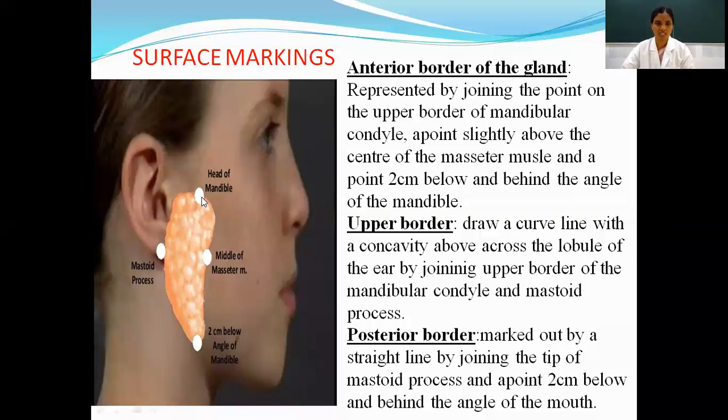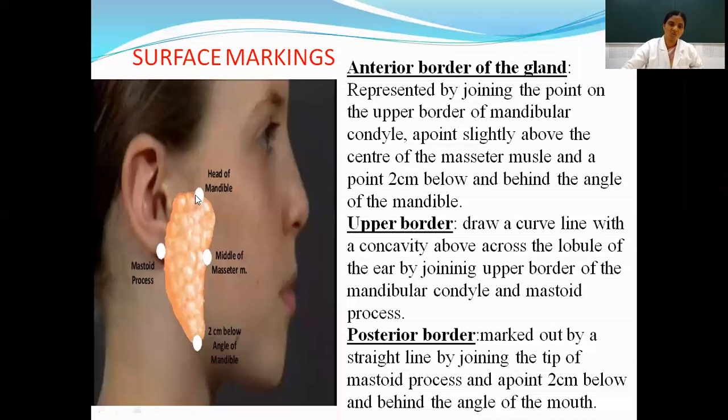So if you join these 3 points, that indicates the anterior border of the parotid gland. Then it has an upper border. The upper border is a concave border, and this line is curving upwards. So this curved border, if you draw, is just crossing the lobule of the ear.